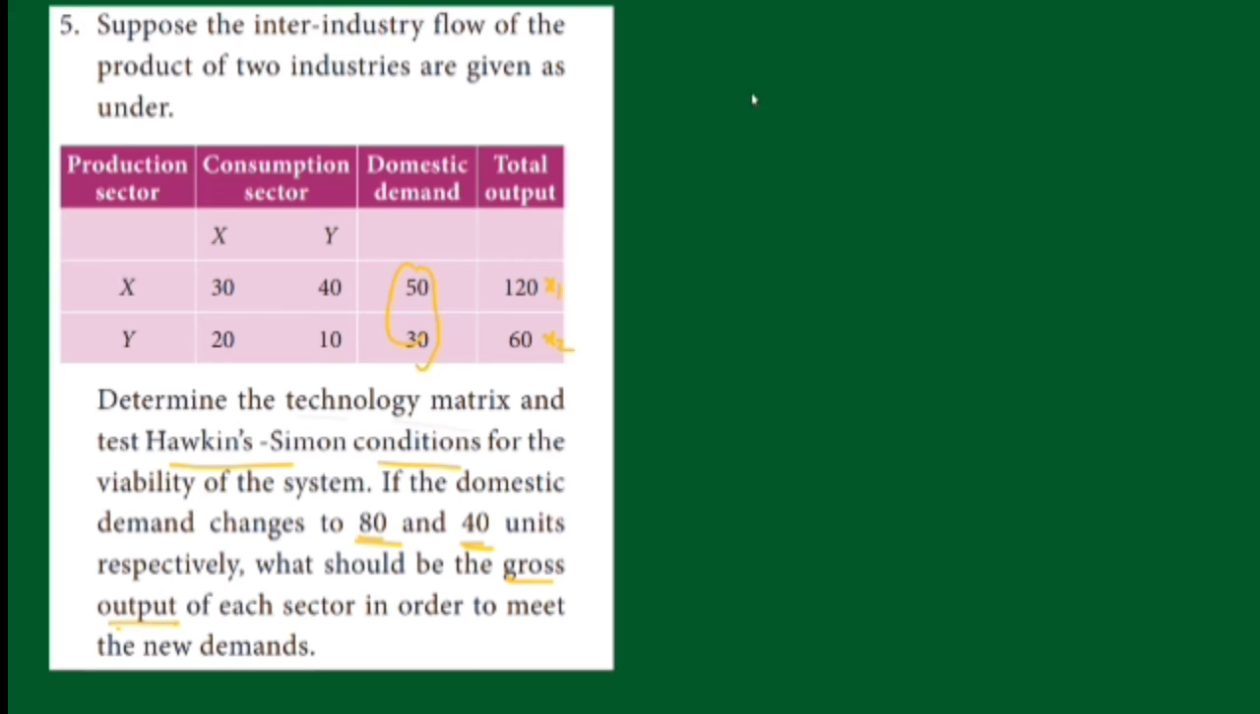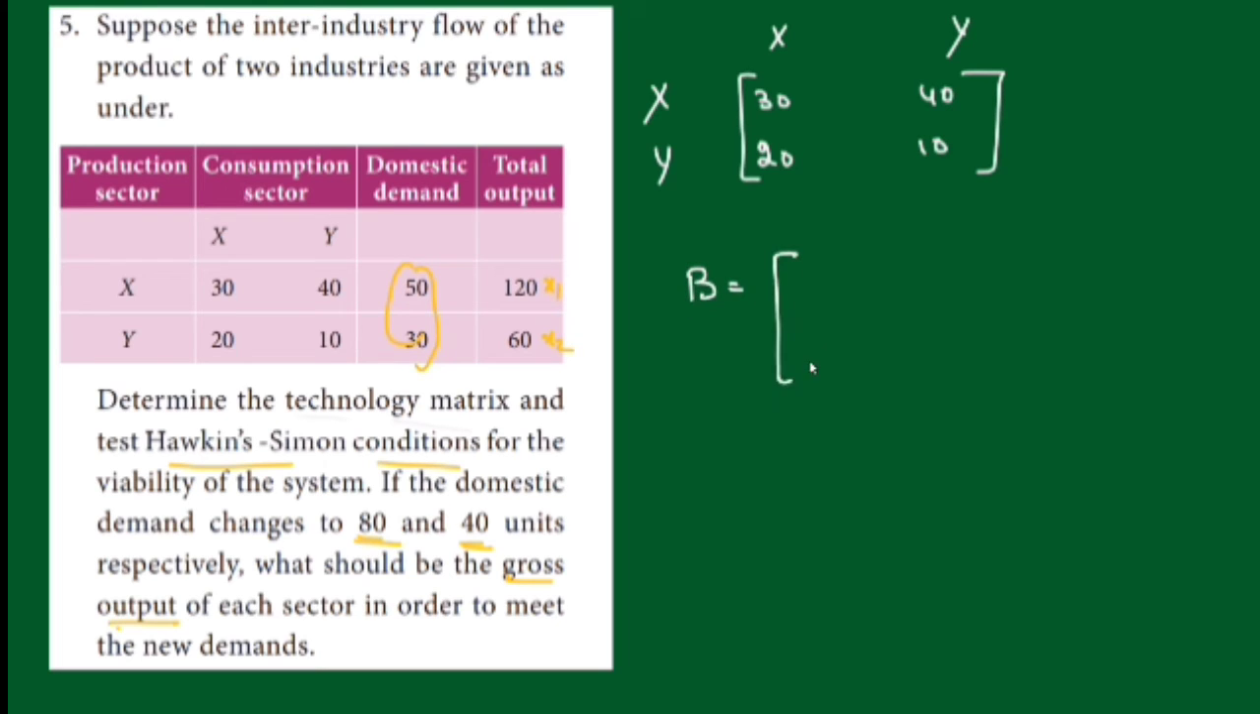First let us write the initial matrix. What is the initial matrix given? This is X and Y, X and Y. So the initial matrix is 30, which they directly gave you, and from the previous sum we wrote 20, 10. Now we have to find the technology matrix. The technology matrix is B11, B12, B21, B22.